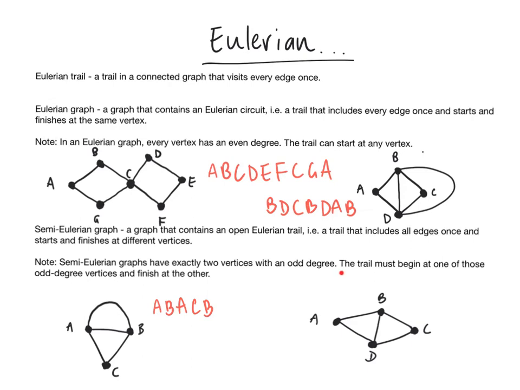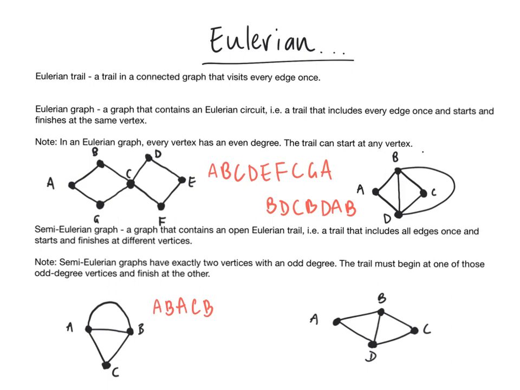Now, another little fun fact is that the trail must begin at one of these odd degree vertices and finish at the other. So don't try and start your trail at an even vertex because it won't work. Now, this one here, you'll notice that I started at A, which funnily enough has an odd degree, and I finished at B, which also has an odd degree. So with this one over here, you can tell that I'm going to have to start at B or D because they're the 2 vertices with the odd degree.